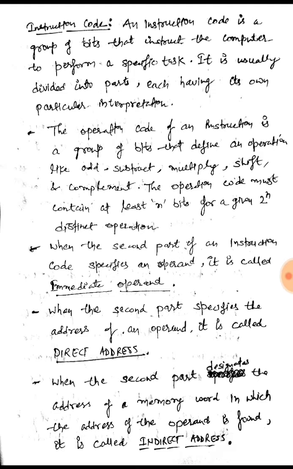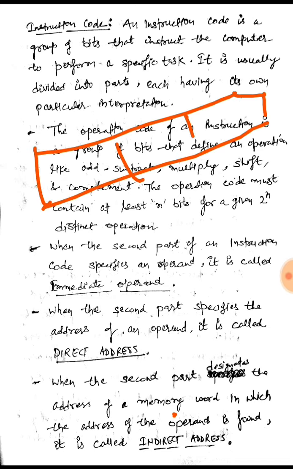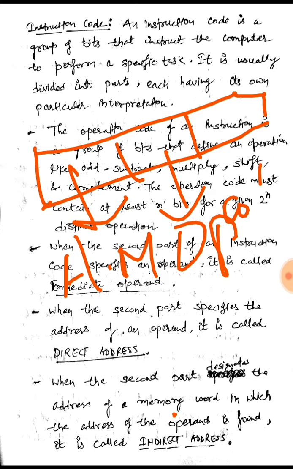So we have instruction code. An instruction code is a group of bits that instruct the computer to perform a specific task. It is usually divided into parts, each having its own particular interpretation. So any instruction would be having three main parts, that is addressing mode, then we would be having the opcode and the operand.